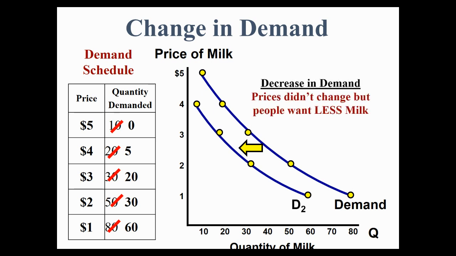So once again, we could see at $4, we used to buy 20, now we only buy 10. At $1, we used to buy 80, and now we buy 60. So once again, we're shifting left, and this is a decrease in demand. Please don't confuse this with a decrease in quantity demanded. This is a decrease in demand. Okay?